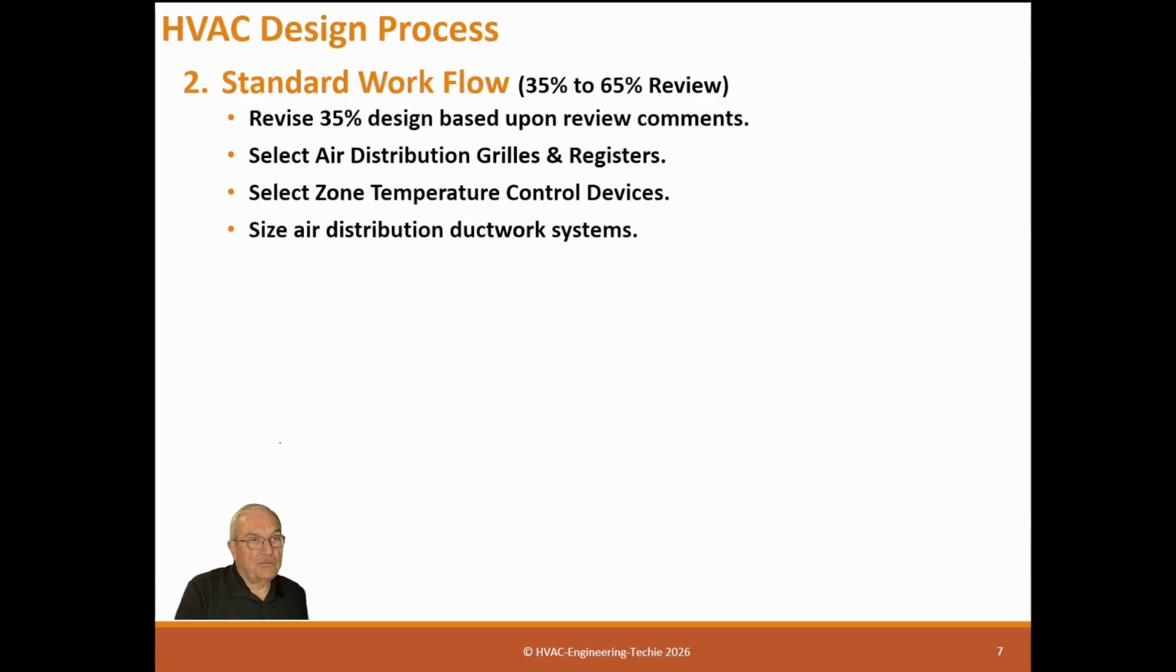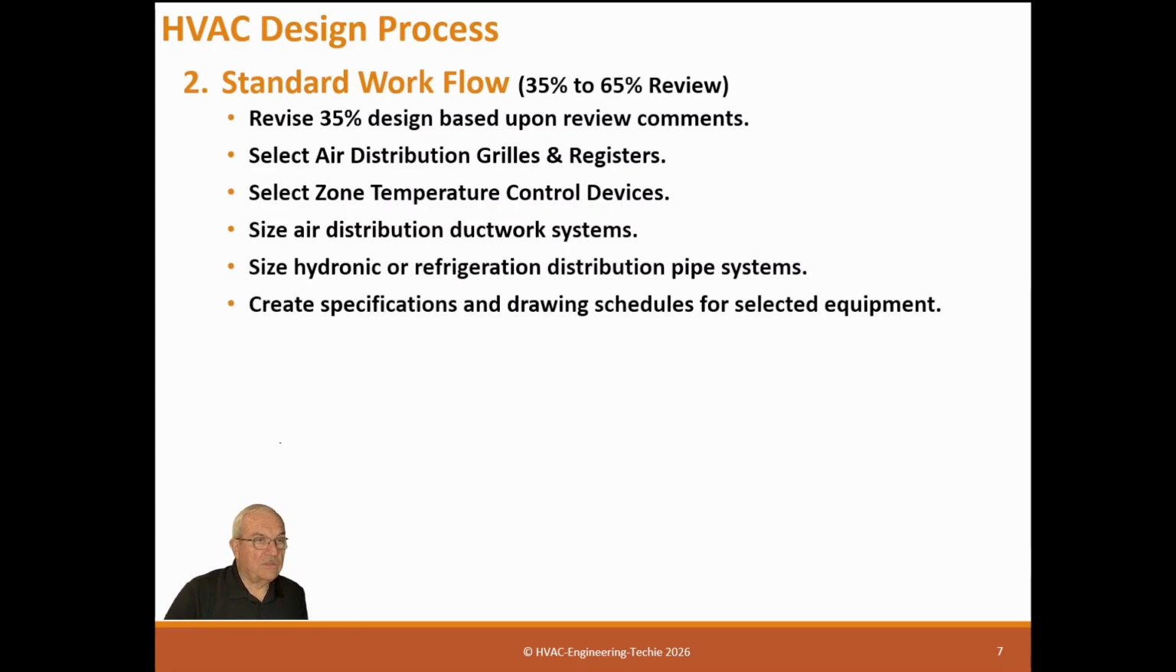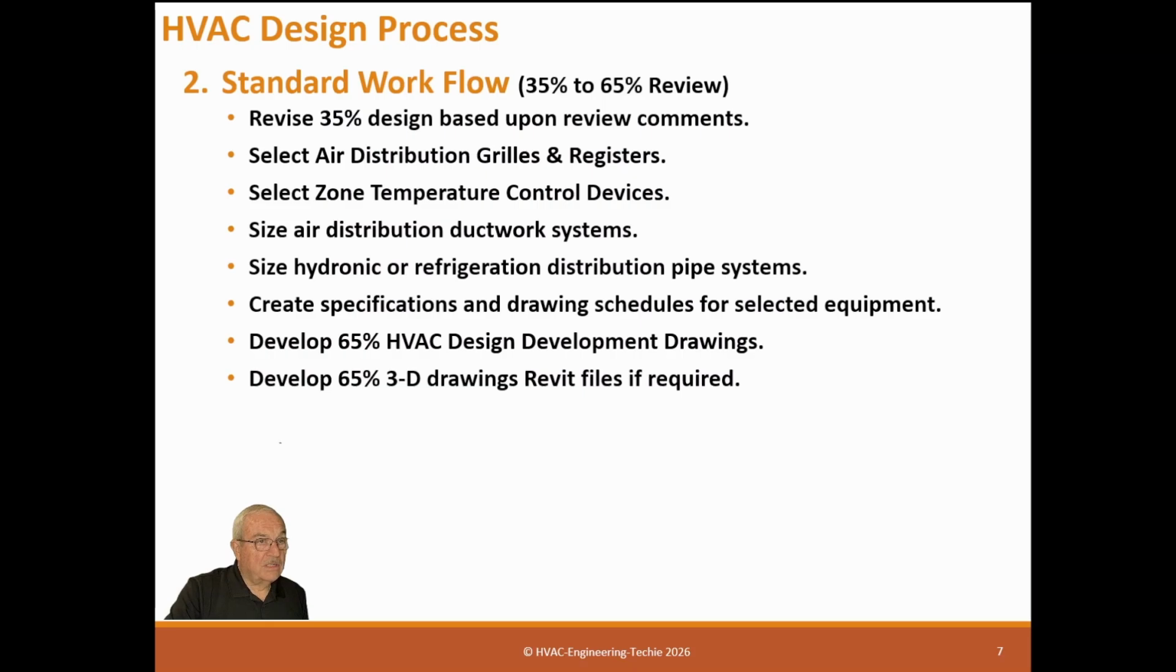So you select air distribution grills and registers, select the zone temperature control devices, size air distribution duct systems, 65%, size hydraulic or refrigerated distribution pipe systems, create specifications and drawing schedules for selected equipment, develop 65% HVAC design development drawings, develop 65% 3D drawing Revit files if it's required. If your contract requires that you're doing 3D modeling, then you need to produce those.